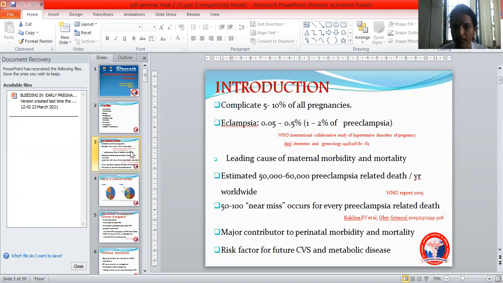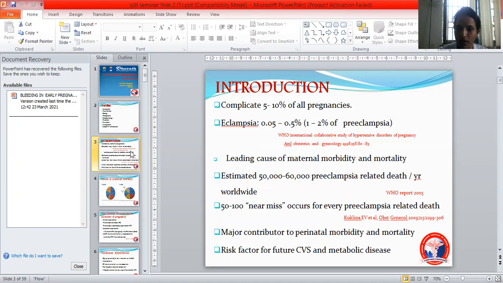So it complicates around 5 to 10% of all pregnancies in India. And eclampsia, which is a very severe spectrum of the hypertensive disorders, occurs in 0.05 to 0.5%. That is, if we take 100 pre-eclamptic women, only 1 to 2% of them develop convulsions. Still, it continues to be the leading cause of maternal morbidity and mortality.